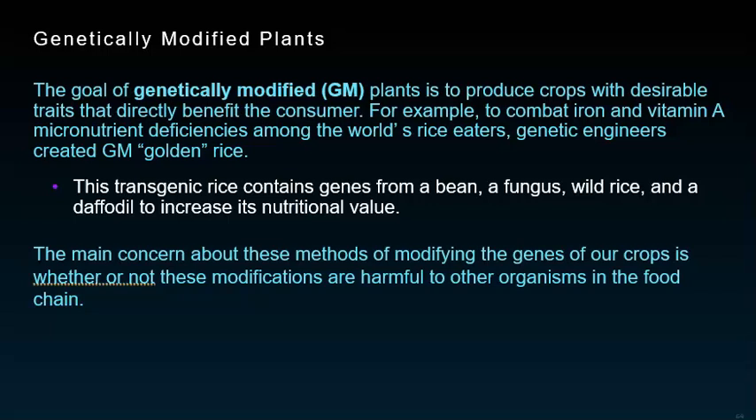The goal of genetically modified plants is to produce crops with desirable traits that directly benefit the consumer. For example, to combat iron and vitamin A micronutrient deficiencies among the world's rice eaters, genetic engineers created GM golden rice. And this is that transgenic rice we talked about that contains genes from a bean, a fungus, a wild rice, and a daffodil, all to increase its nutritional value. But the main concern about these methods of modifying the genes of our crops is whether or not these modifications are going to be harmful to other organisms in the food chain.